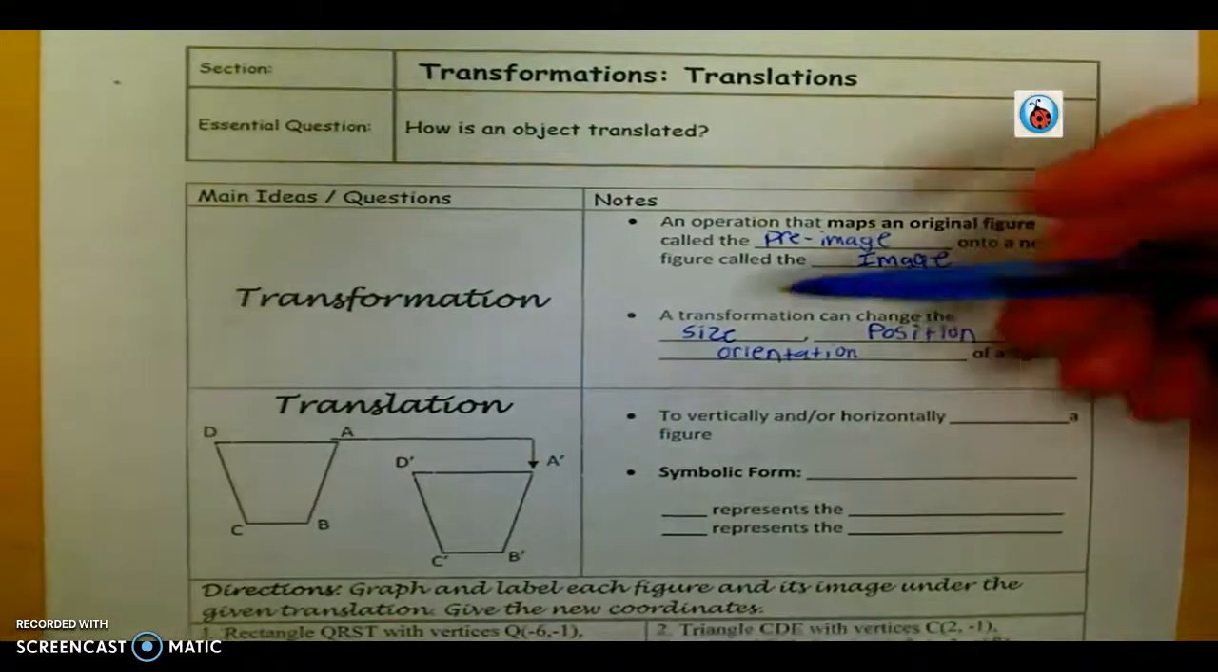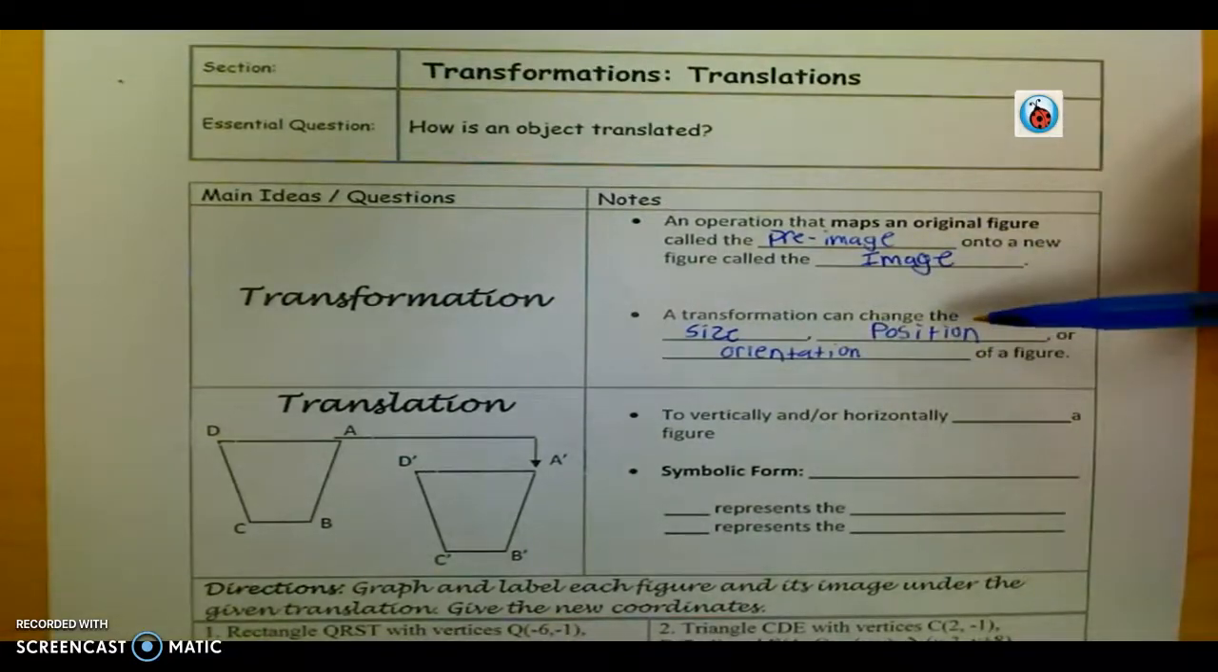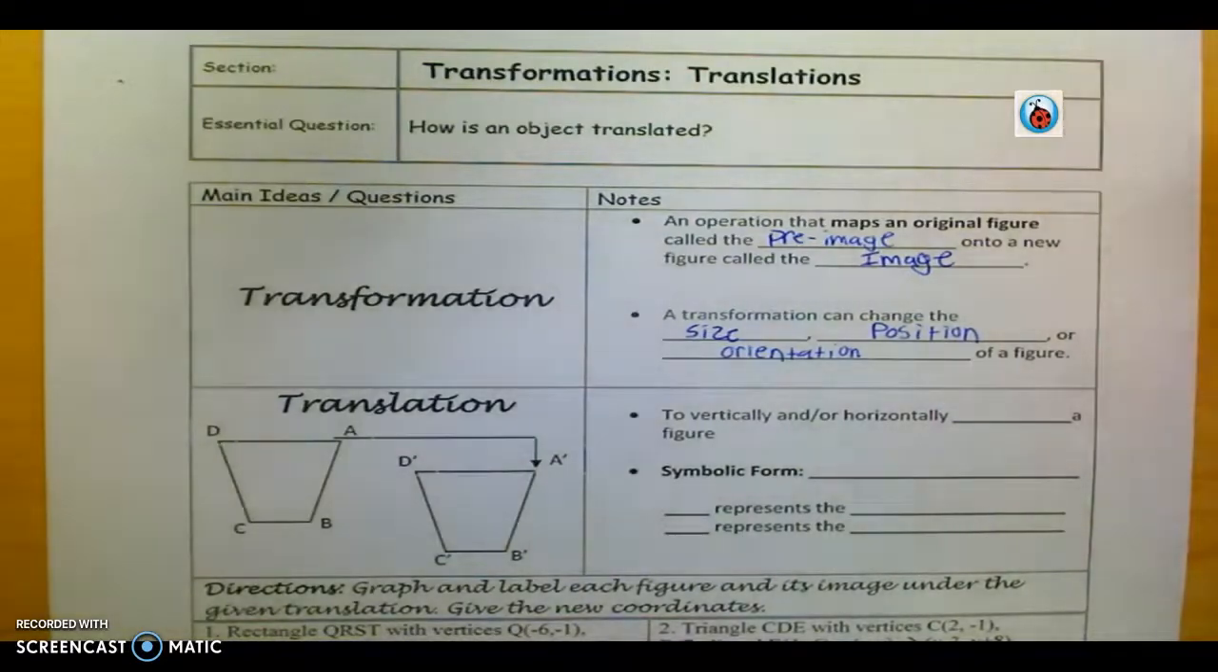I think most of these are self-explanatory. Size is just how big or small it is. Position is where it's located on the graph, and orientation is how it looks. Was it rotated? Was it reflected? Does it look different than the pre-image?